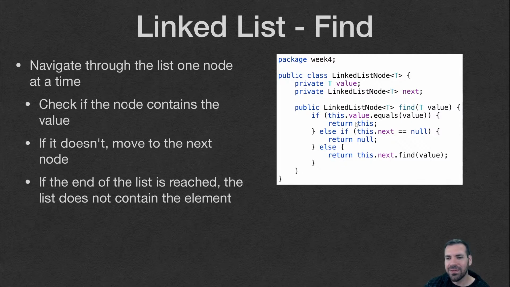And then if neither of those are true, we're going to make the recursive call. So next isn't null, so we can safely use the dot operator on it. And we're going to ask the next node to find the value. And we're going to keep going down the list until we either find the value or we reach the end of the list. And the order is very important with find here. We have to check if the value of this node equals the value we're looking for before our null check to see if we've reached the end of the list.